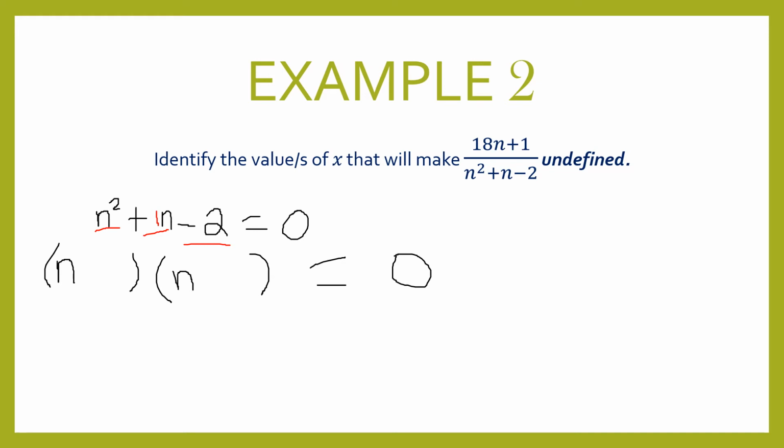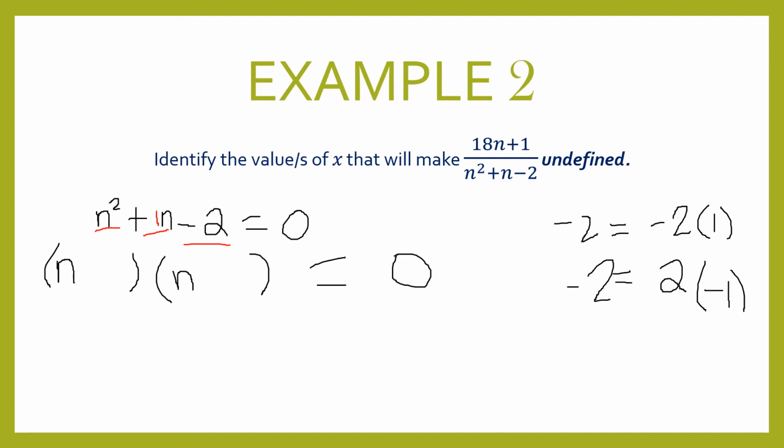So, ano ba yung factor ni negative 2? Sulat natin. Negative 2 is equal to negative 2 times positive 1. Correct. Another factor, 2 times negative 1. Correct? Both are correct factors of negative 2.